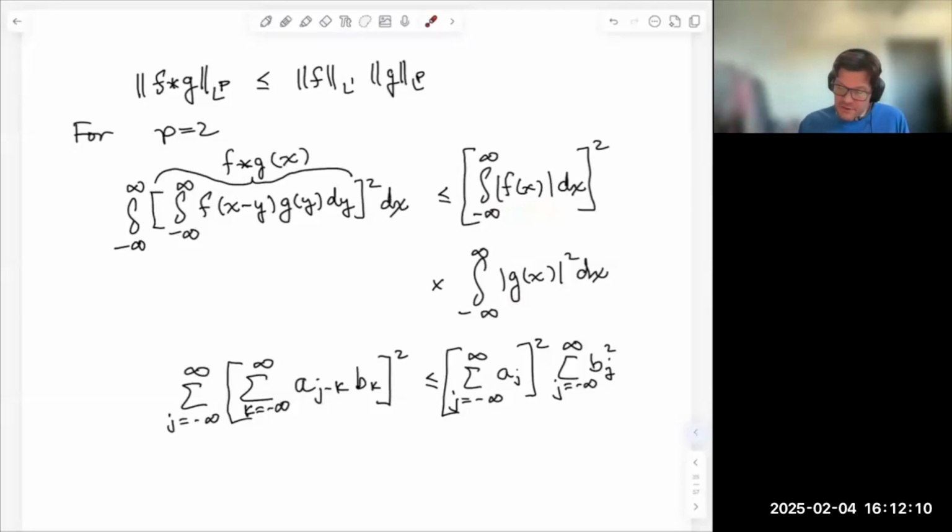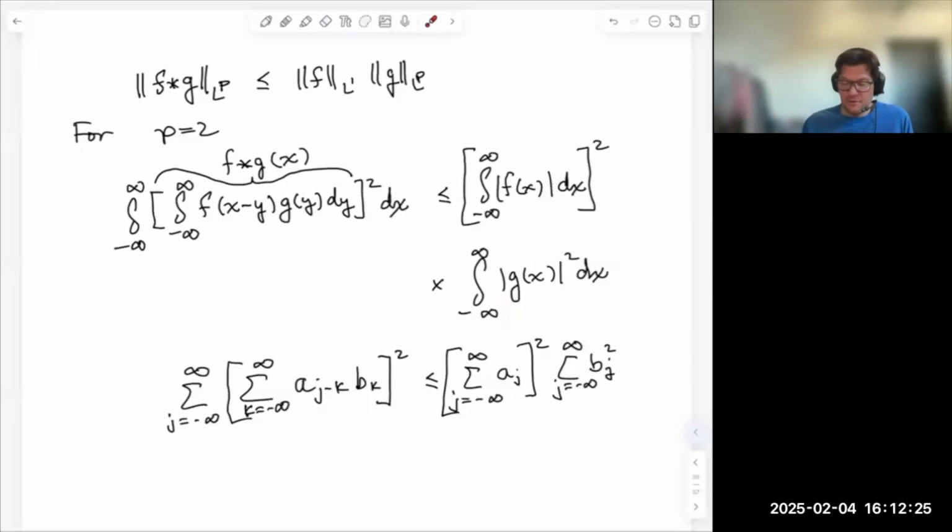Unit length intervals, I should say. Then this becomes a sequence of positive numbers going from minus infinity to plus infinity. So basically, that's the proof of this convolution estimate that we need.